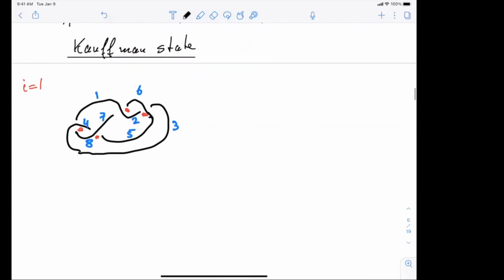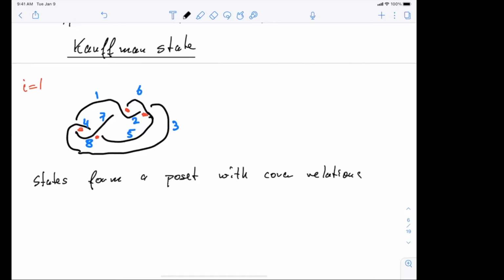And the Kauffman states form a poset, a lattice actually, with cover relations given by transpositions along segments.